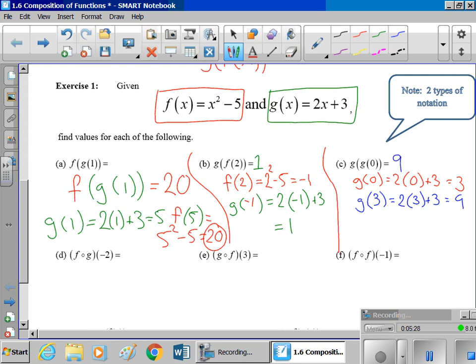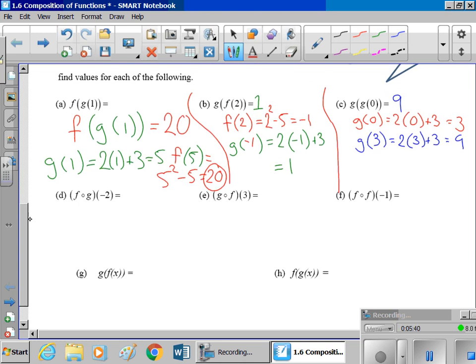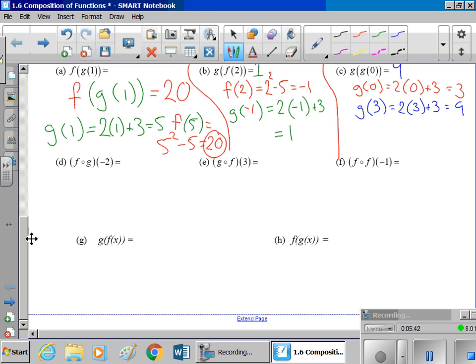How are we doing so far? All right, give yourself a minute to write everything down, and let's get to D. Now, these are just different notation, but we can rewrite it. If this bothers you, we can rewrite this as f of g of negative 2. Personally, I like to do that because it reminds me that I have to do that g of negative 2 first.